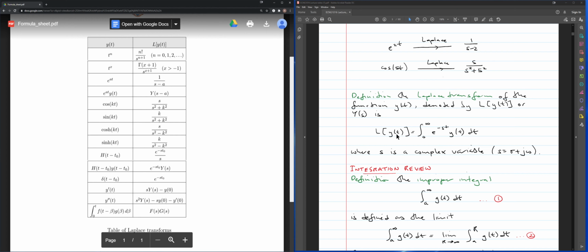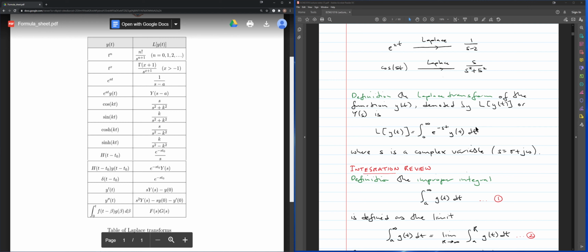Your definition of the Laplace transform of y of t: to get it, you take your y of t and multiply it by the exponential e to the minus st. This s is the same s that you see in your Laplace transform. So you take your y of t, multiply it by this exponential e to the minus st, and then integrate between 0 and infinity, integrating with respect to t.